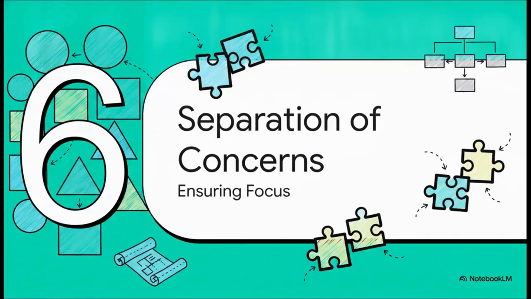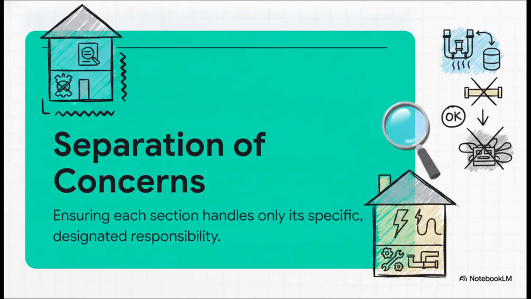Finally, we've made it to our last pillar, Section 6, Ensuring Separation of Concerns. Separation of concerns is the core architectural principle, ensuring each section of the app handles only its specific designated responsibility. Think about it. You absolutely do not want your plumbing mixing with your electrical work, right? Well, in code, this means keeping your user interface rendering completely isolated from your complex business logic, your state management, or your API calls. If a component is built just to display a list, it should not also be responsible for fetching that list from the database.